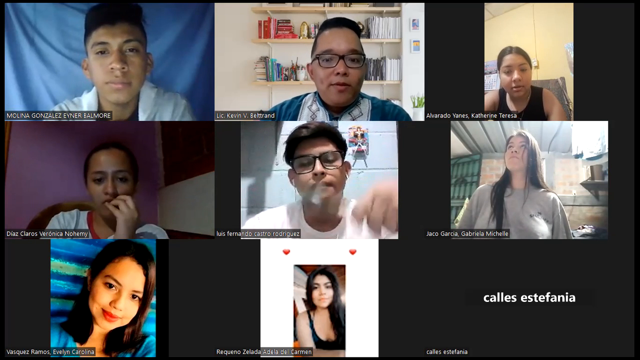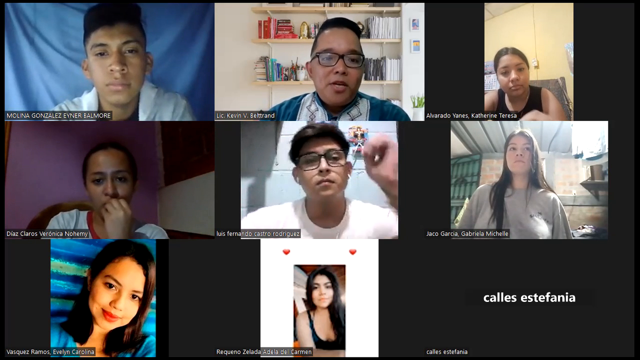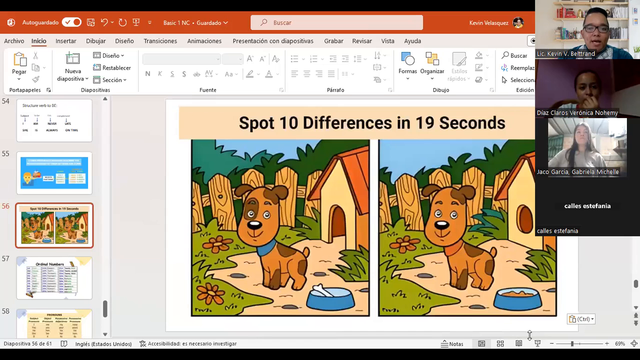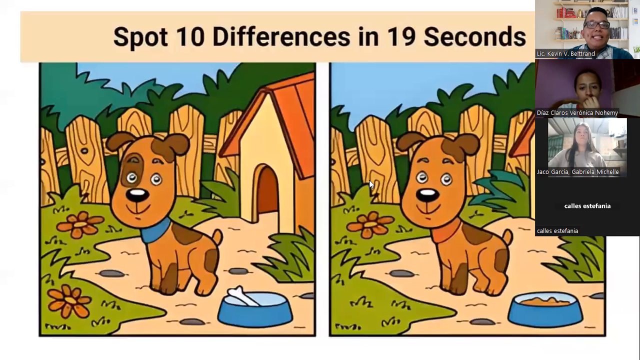Let's begin with the class. So, let me share this picture. And please help me. I need to find 10 differences here. Ignore the seconds, because we only have 19 seconds. Just ignore that part. What are the differences that you can see in the picture? We need to spot 10 differences here. So who wants to be the first one? In English.